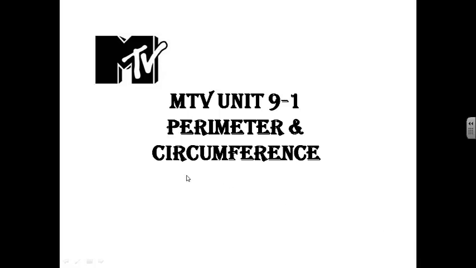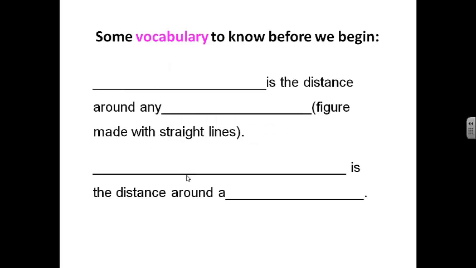We're going to be doing perimeter and circumference. Okay, some vocabulary to know before we begin. Okay, so let me get my pen. Okay, so perimeter is the distance around any polygon.